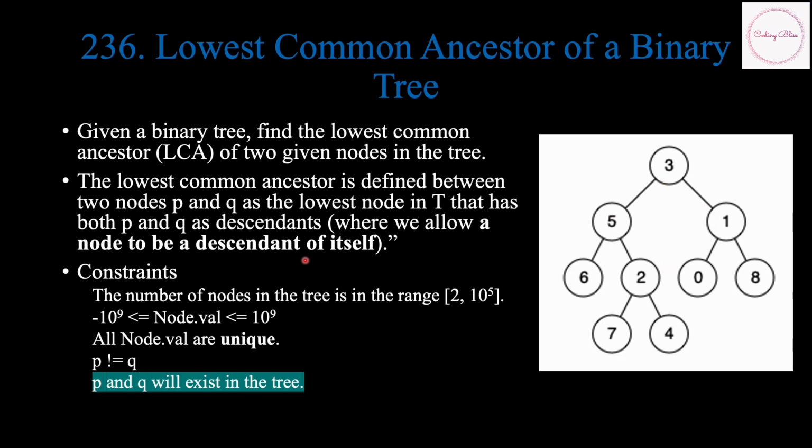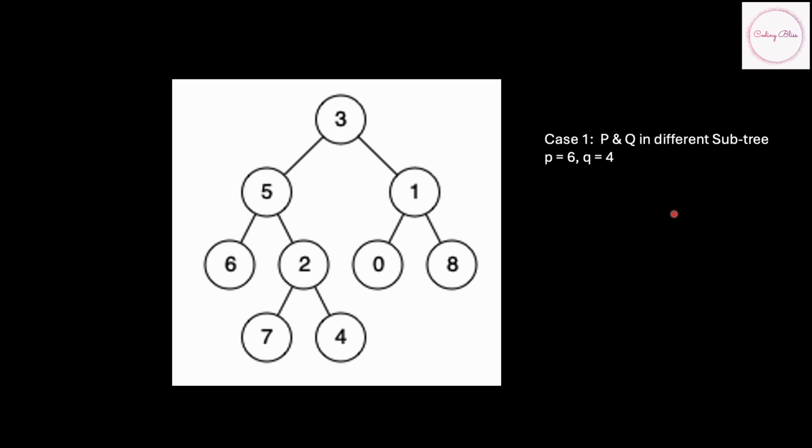Now, one important thing is, as you can see here, both P and Q will exist in the tree. So this is a very important precondition for this problem, because without that, we will not be able to arrive at this particular solution. So now let's try to understand the induction here.